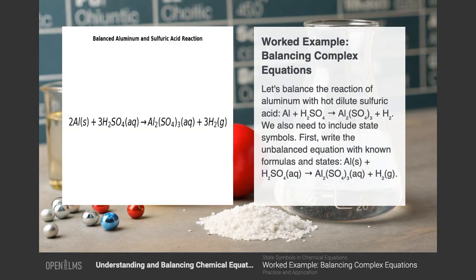Worked example, balancing complex equations. Let's balance the reaction of aluminum with hot dilute sulfuric acid, Al plus H2SO4 yields Al2(SO4)3 plus H2. We also need to include state symbols. First, write the unbalanced equation with known formulas and states: Al(s) plus H2SO4(aq) yields Al2(SO4)3(aq) plus H2(g).